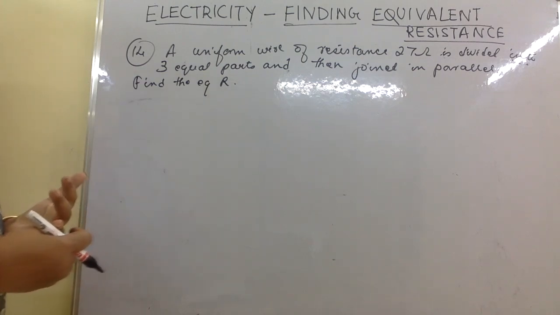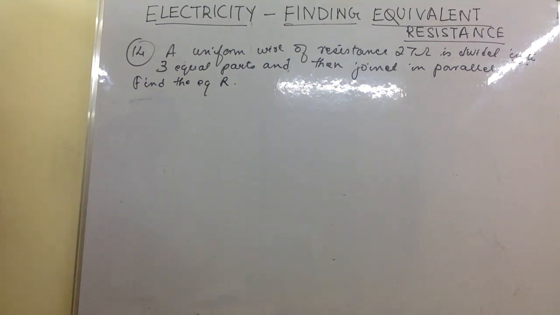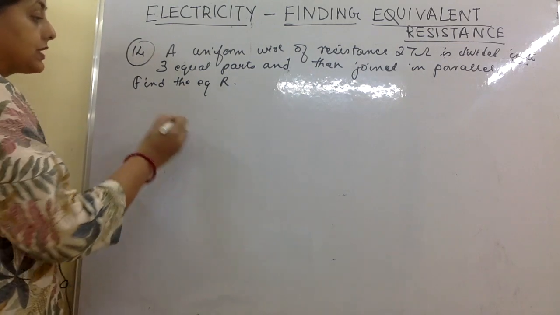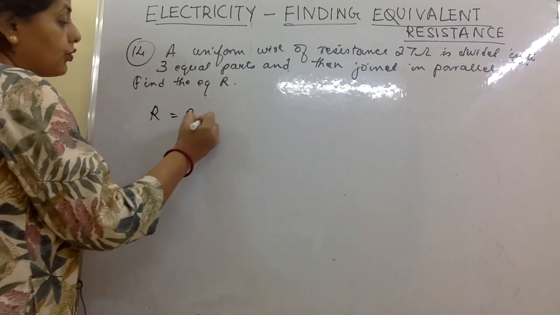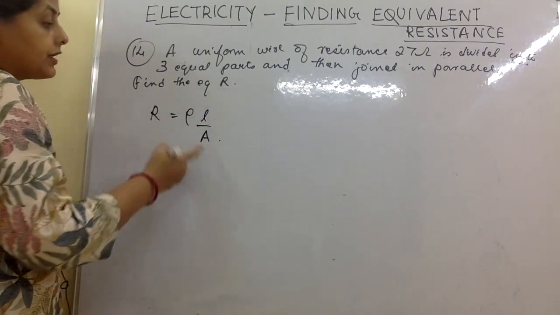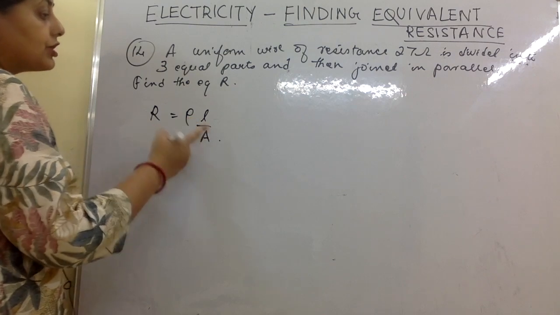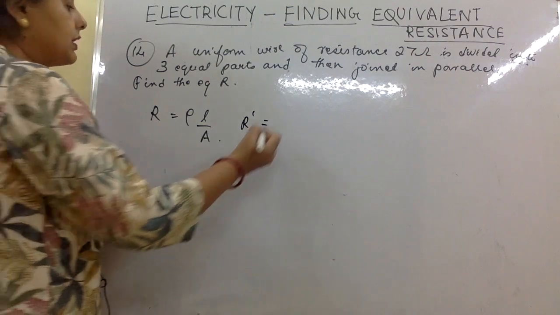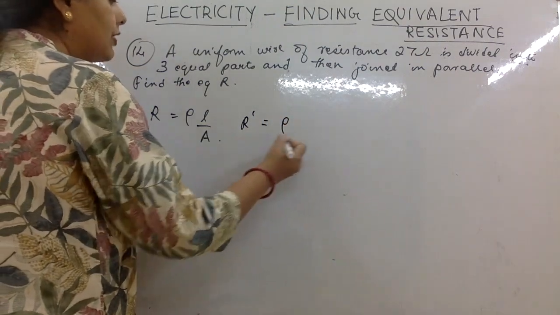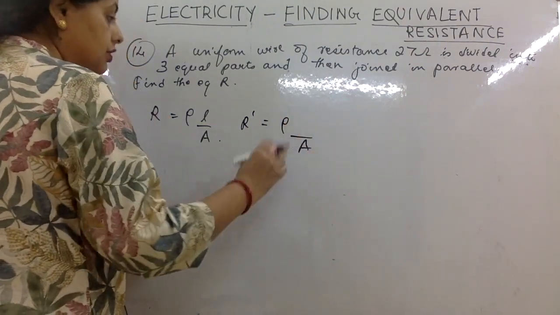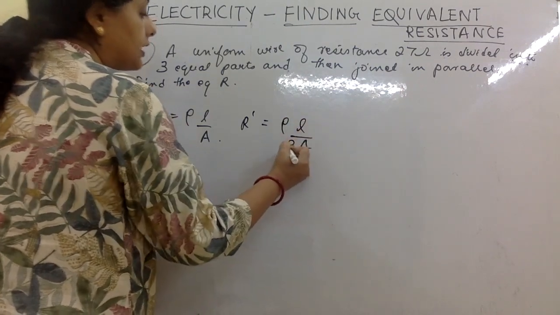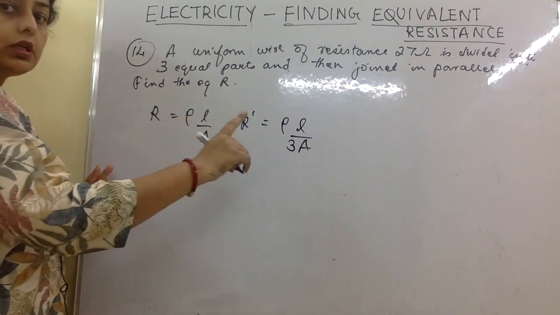Okay, so if you are dividing a wire into 3 equal parts, let me tell you what happens. R is equal to rho L by A. Now the length of the wire has been divided into 3 parts. So the new R dash becomes rho, because it is the same wire, A, because the area of cross section does not change, and L now becomes L by 3, because it has been divided into 3 equal parts.